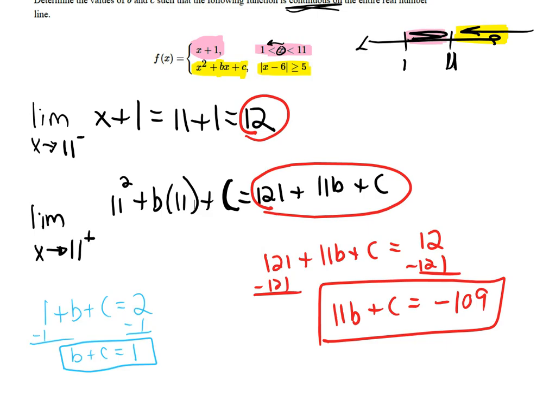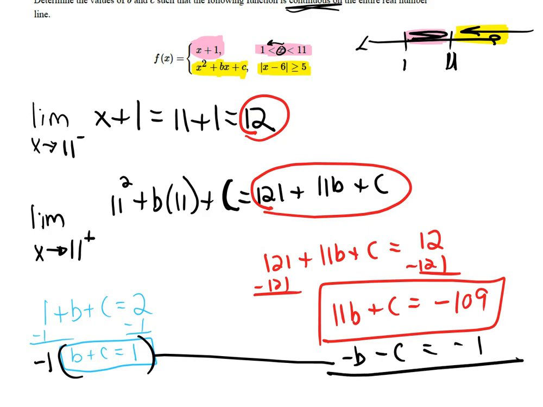Usually it's substitution or elimination. I'm going to use elimination. If I were to take this equation and multiply it times negative 1, that would give me negative b minus c equals negative 1. And if you add these two equations together, the c's cancel out, and you get 10b equals negative 110. And then solving for b, negative 110 divided by 10 is negative 11. So b would be negative 11.